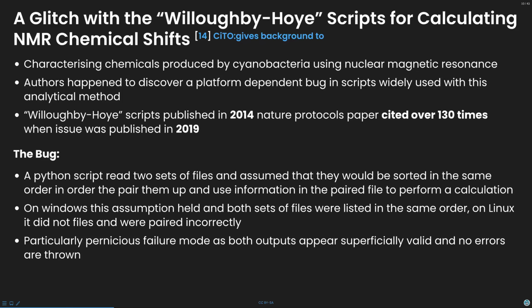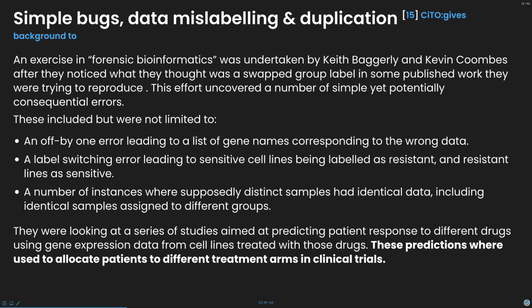When you ran these on, I think it was a Unix platform, it worked fine on the Windows platform. So you effectively had a randomized order of those files. So you got an incorrect result out the other end. And no one really noticed this for quite some time. The scripts were published in 2014, but the Nature Protocols paper was cited over 130 times before the fix to the issue was published in 2019. So, minor little thing, and yet potential to impact a variety of publications.